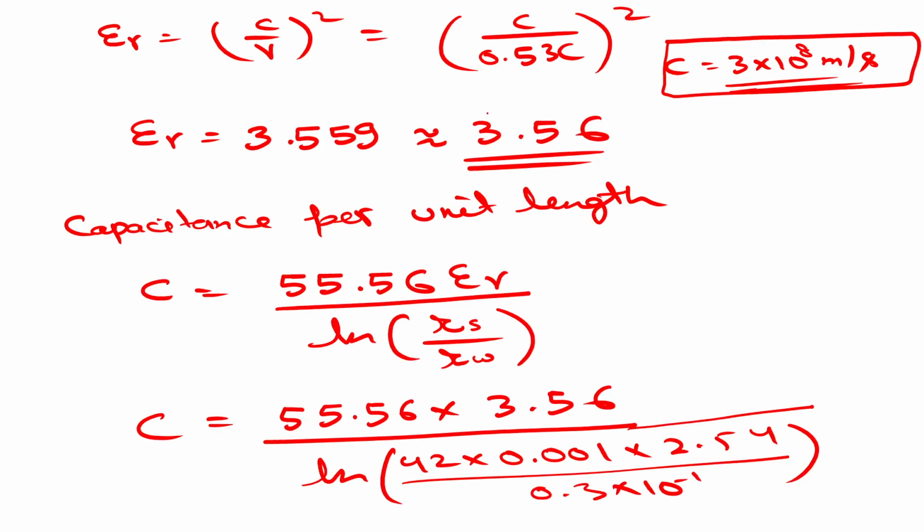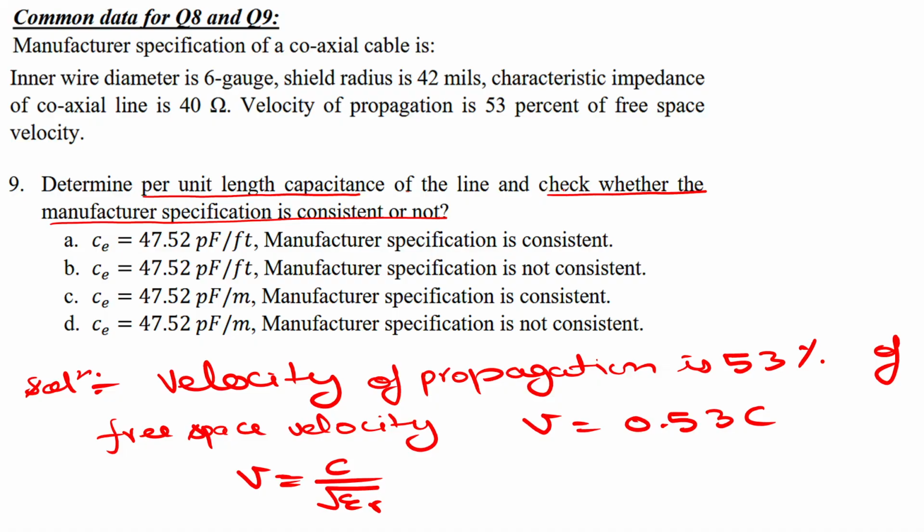So when we solve this, capacitance per unit length comes out to be 155.91 picofarad per meter. Now this is the first part of the problem, because in the question they are also asking to check whether the manufacturer specification is consistent or not. If you read through it, different things are given by the manufacturer as a specification of this coaxial cable, meaning the diameter and the radius and the velocity of propagation.